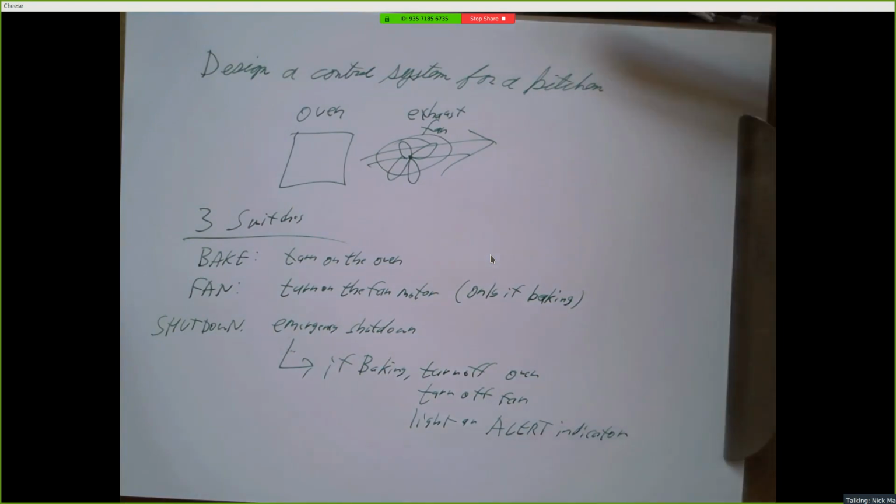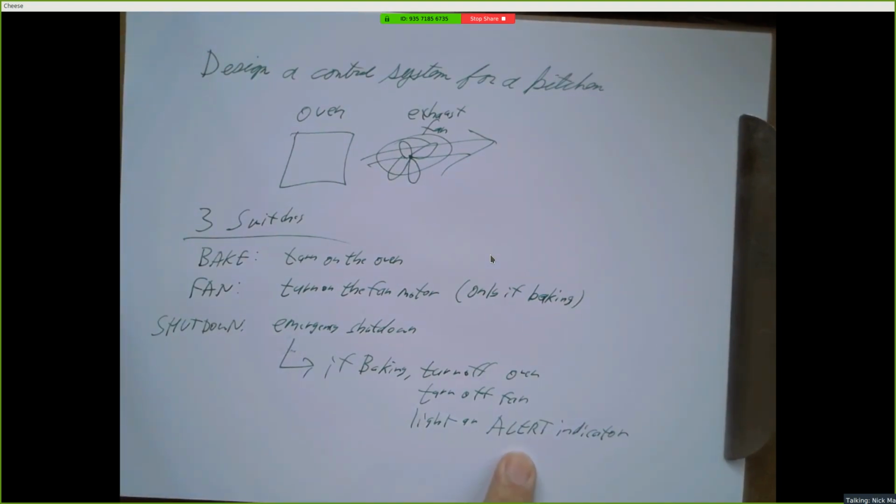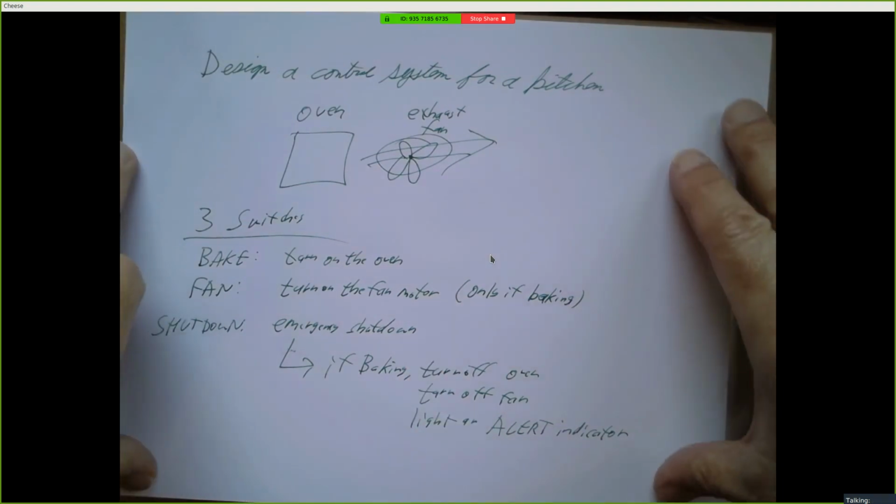So this is a kind of weird high pressure kitchen to work in. Hit the bake switch to turn the oven on. Hit the fan switch if you want to turn on the exhaust fan. And if you need to stop everything quickly, hit the shutdown button. If the oven is baking, it will turn the oven off. If the fan is on, it will turn the fan off, and it will turn on an alert indicator. If you're not baking, if the oven is off and you hit the shutdown, it doesn't do anything. Somebody just bumped into it probably, so we don't turn on the alert indicator, and the oven and the fan stay off. This is the problem definition.